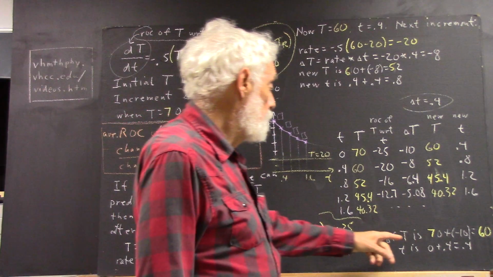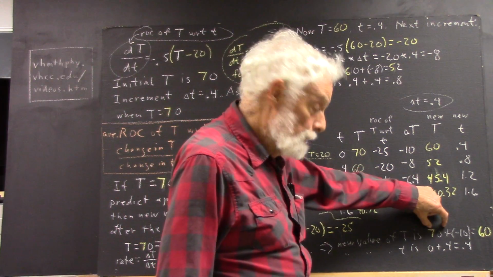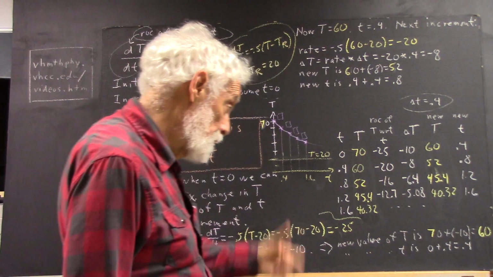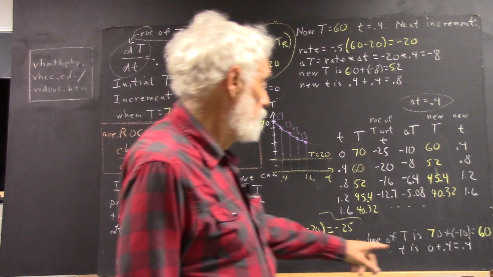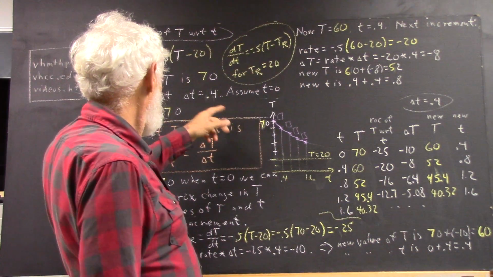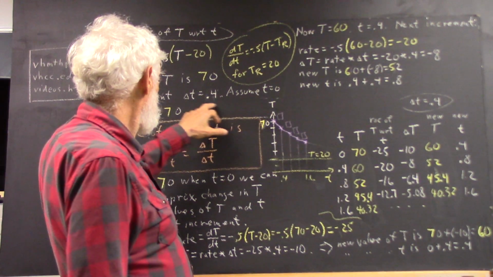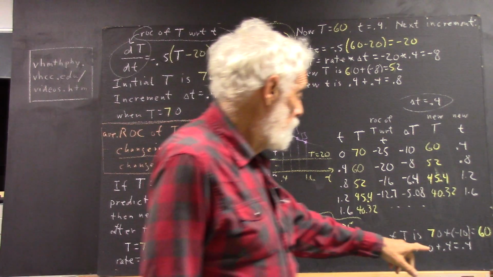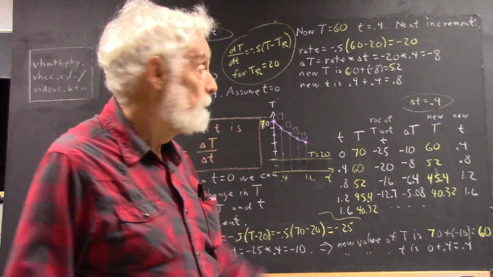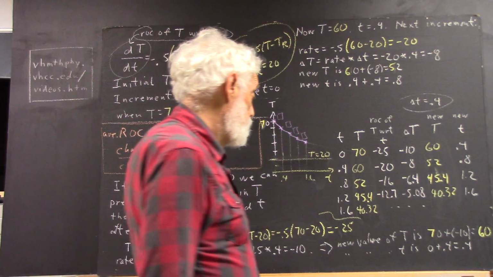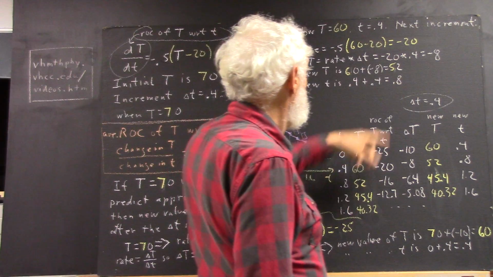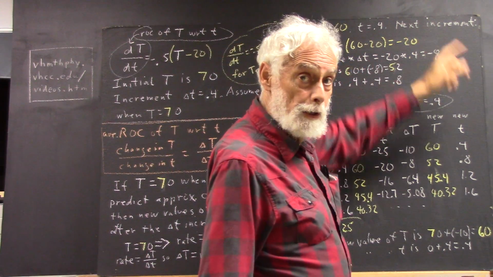So to get our new value of T, we add our initial value, 70, to the change, negative 10, and we get 60, so there's our new temperature. Our new value of little t, well, little t was 0, and the little t increment is 0.4, so our little t is going to be 0 plus 0.4, or just 0.4. Okay, now, big T is 60, little t is 0.4. Let's analyze the next increment.